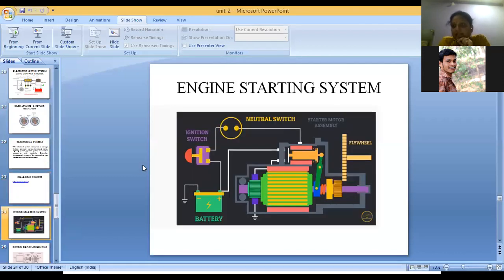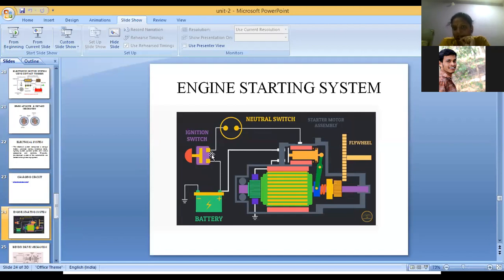Next one, engine starting system. See, look here, this is the ignition switch. Okay, this is the battery and this is the neutral switch. So once your ignition switch is on, it means when this comes in contact with this, the circuit will get closed. Once it comes in contact with this, the electricity will pass from the battery to the neutral switch and from there to the starter motor assembly.